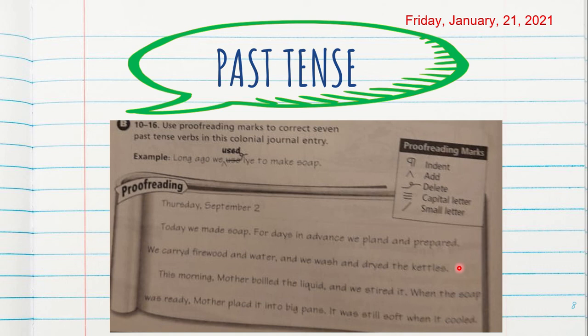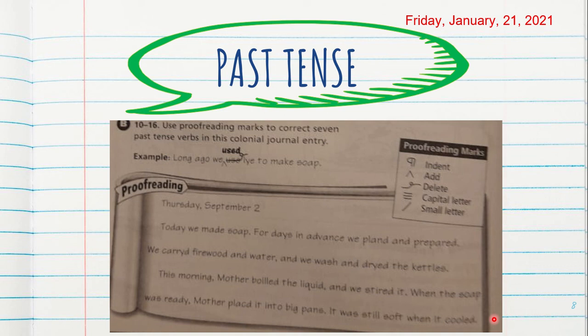We carried firewood and water, and we washed and dried the kettles. And there you have 3 mistakes. Okay? This morning, mother boiled the liquid and we stirred it when the soap, and right there you have 2 mistakes. Okay? And let's read the last line.